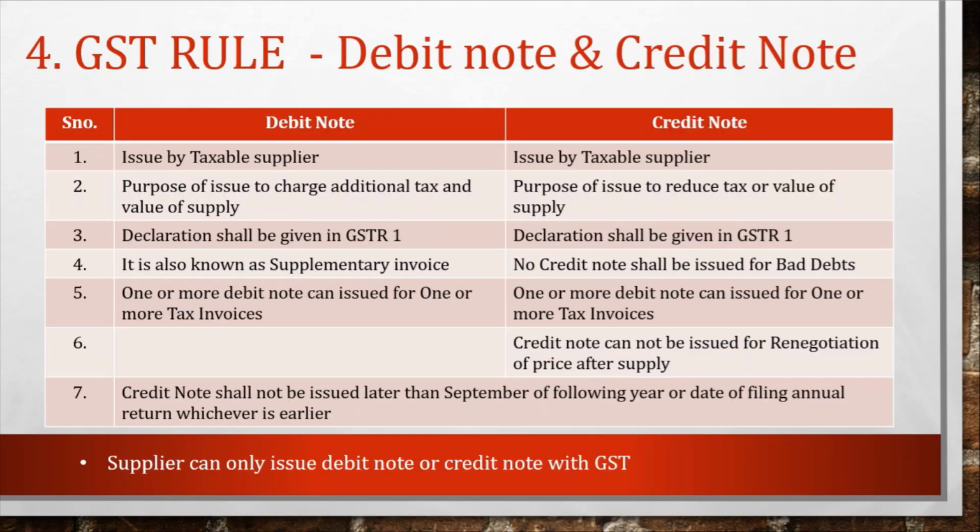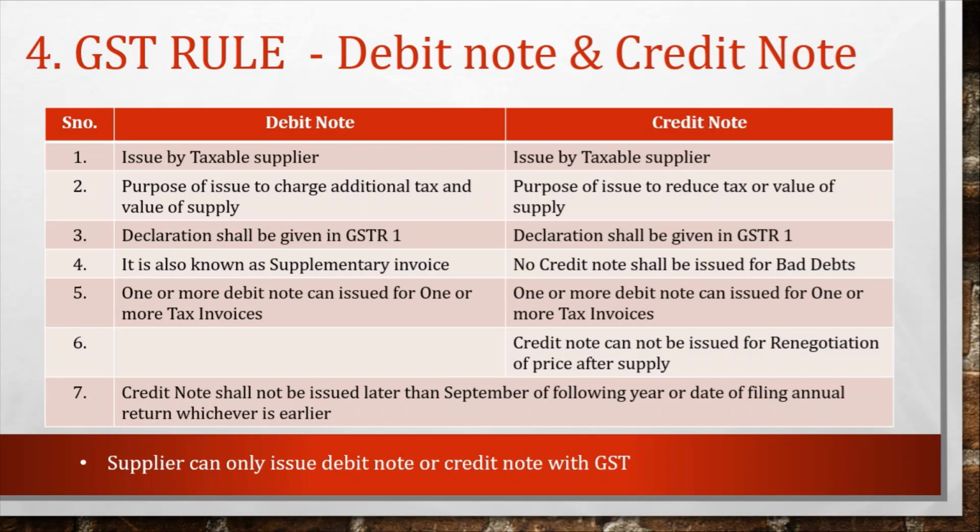Topic number 4, GST rule: debit note, credit note. I categorize this into two ways. First we will discuss the debit note provisions, then we will go to the credit note section. So a debit note is issued by a taxable supplier. The purpose of the issue is to charge additional tax or value of supply. It means if a person issues an invoice of, suppose, 100 rupees, and later realizes that the value of the goods is 120 rupees, he will raise the debit note or supplementary invoice of 20 rupees and their respective GST.